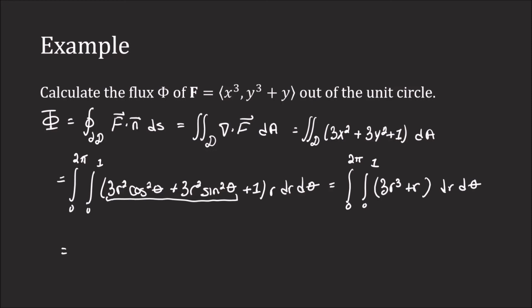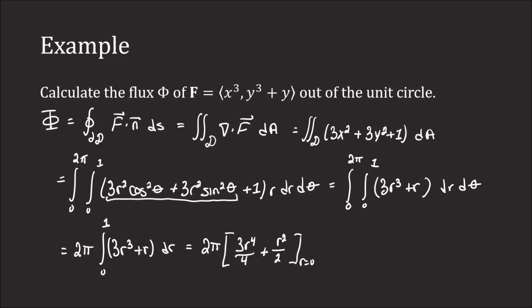Now we have no thetas. Integrating entirely with respect to theta allows us to pull out a 2 pi. We are thus left with 2 pi times 3r to the 4th over 4 plus r squared over 2, evaluated from r equals 0 to 1. This will leave us with 2 pi times 3/4 plus a half, which is 5/4. Which leaves us with 5 pi over 2 as our outward flux.